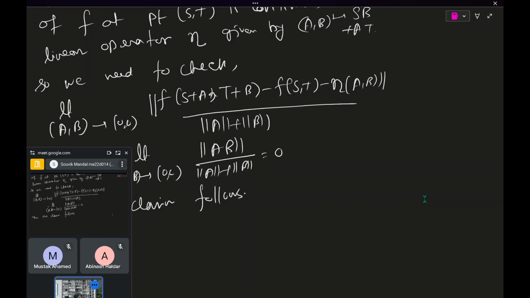So here also, first we need to check whether the directional derivative exists or not. After all this, we can check the limit equals 0, and by that we can say whether the function is differentiable or not. Okay, so that's all. Now let's go for the next thing.